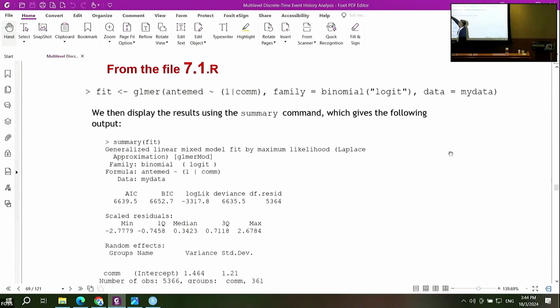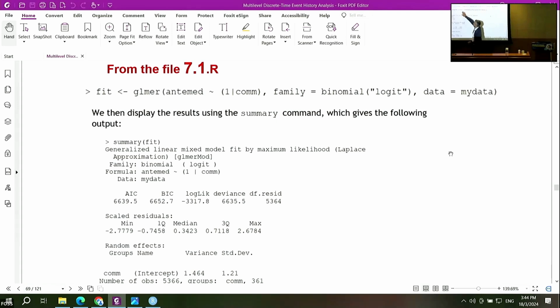The new command is glmer. So remember, to fit a linear regression model, it was just LMER. But to fit a multi-level logistic regression model, we have to add in the G, for generalized linear model. And we've got to tell R that we want to fit a logistic regression model. So the binomial in brackets, quotations logit, tells it you want to fit a logistic regression model using my data.